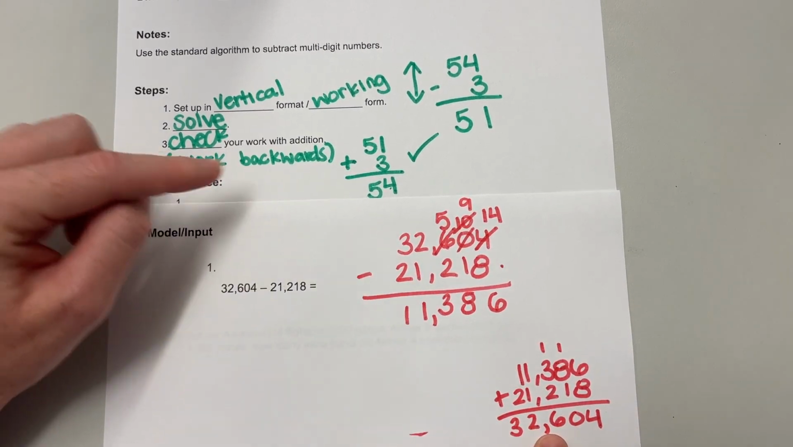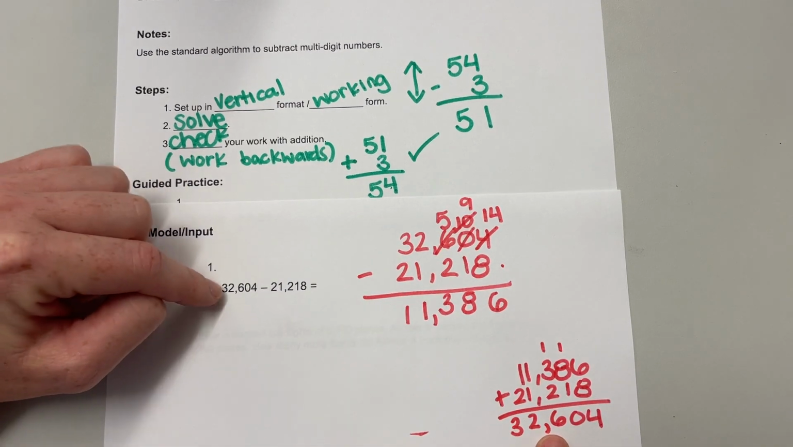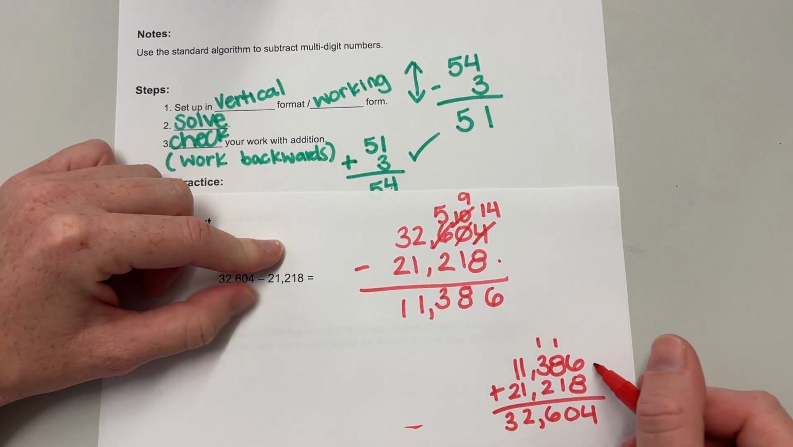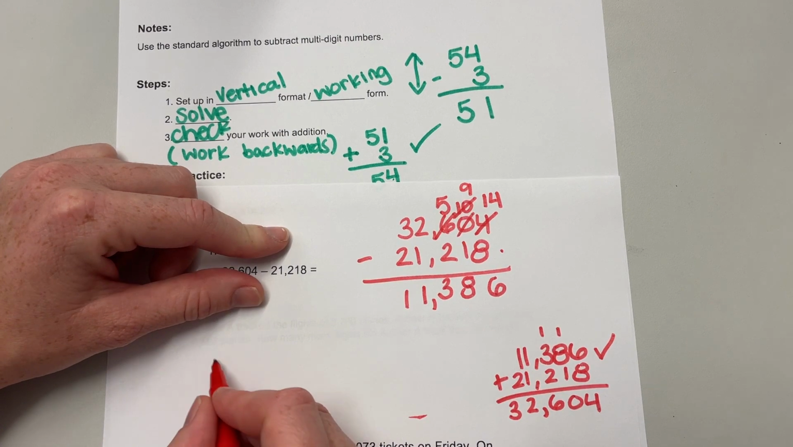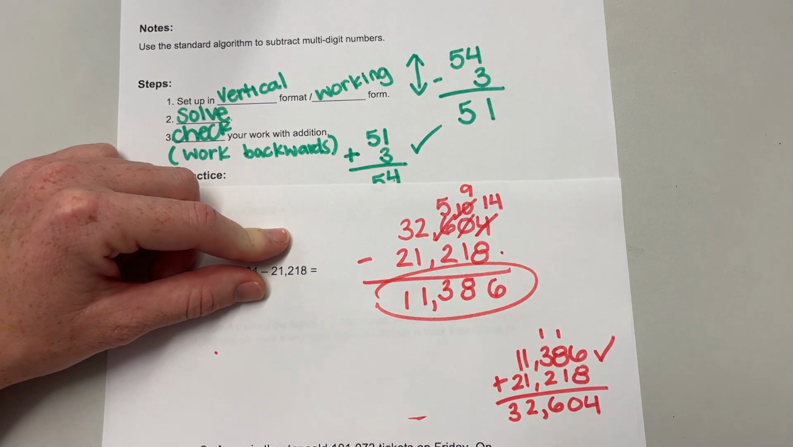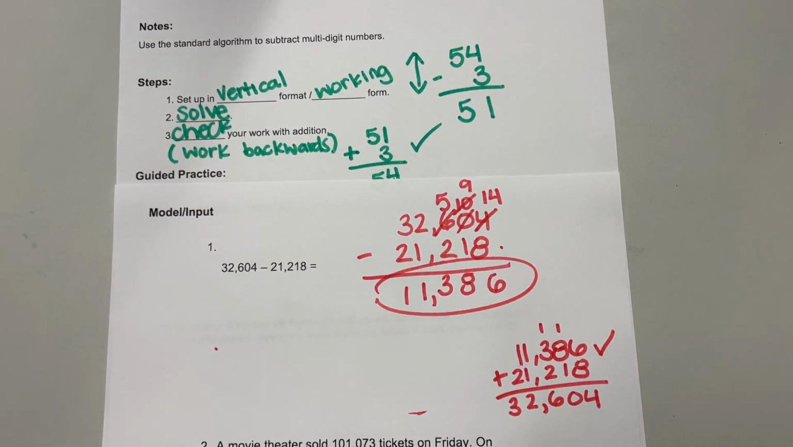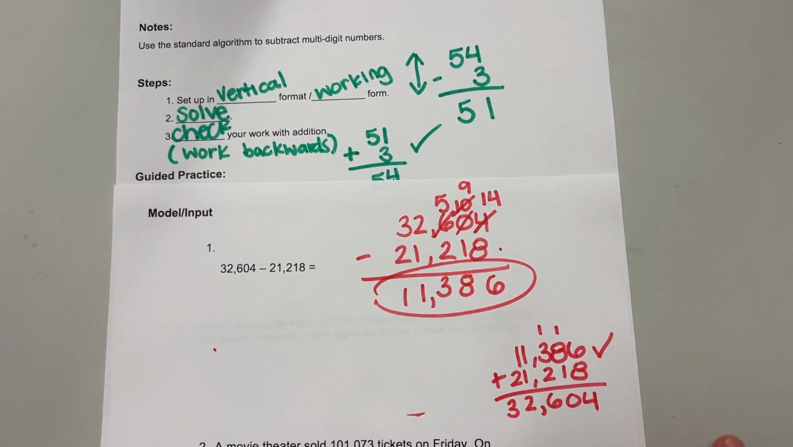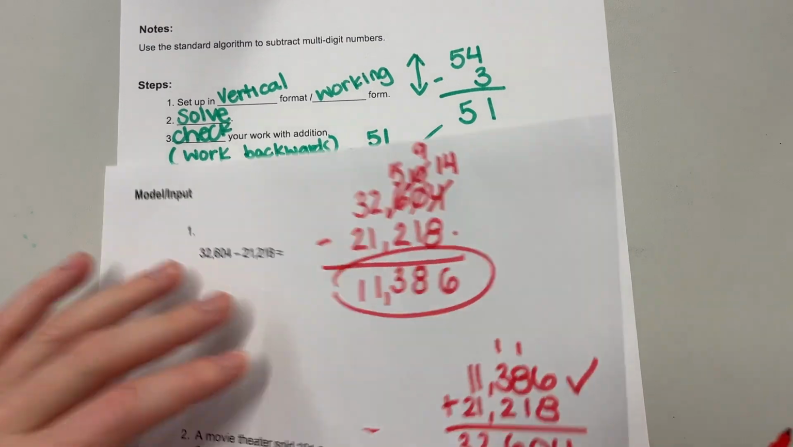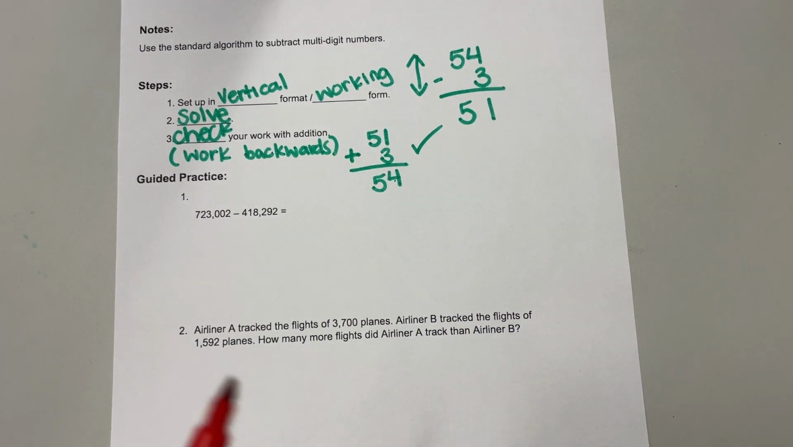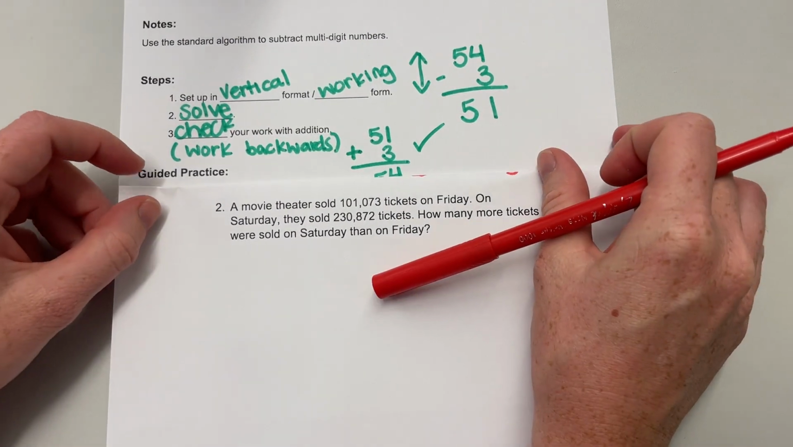And this number should be what we started with, 32,604. So I've checked my work. So my answer is what we subtracted. And it's the answer for my subtraction problem, so it is the difference. Okay? We have one more example problem.